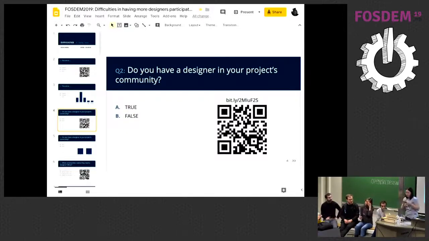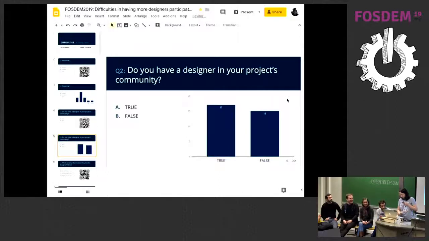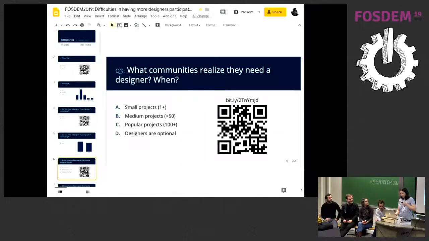Okay, and in my case, in XWiki, for the past 10 years, I've been the only designer too. That's why we created this community, in order to not be alone anymore and to get feedback. Okay, let's see what the room says. So this is quite calibrated. I'm curious to see if we ever do a panel again whether this changes over time and if we have more designers involved. Okay, the next question is, what communities do you think need designers? Are they small, medium, popular, or optional?